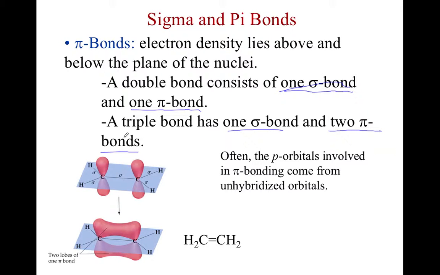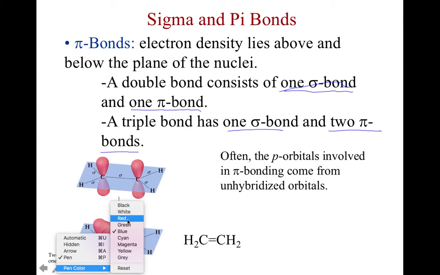The reason for the electron density being above and below the plane of the nuclei is that often your p orbitals involved in pi bonding come from unhybridized orbitals. So there's not as much overlap between different types of orbitals, so they're unhybridized.